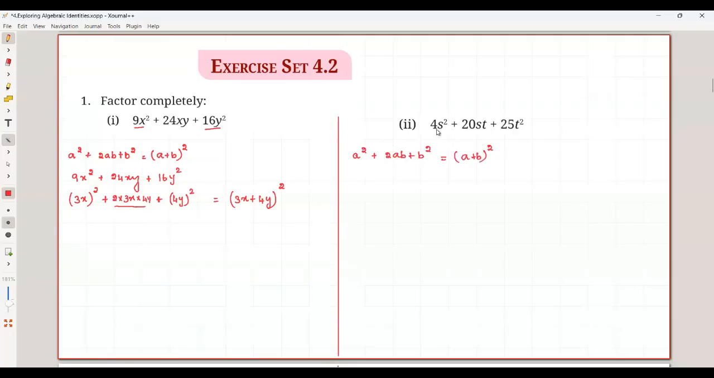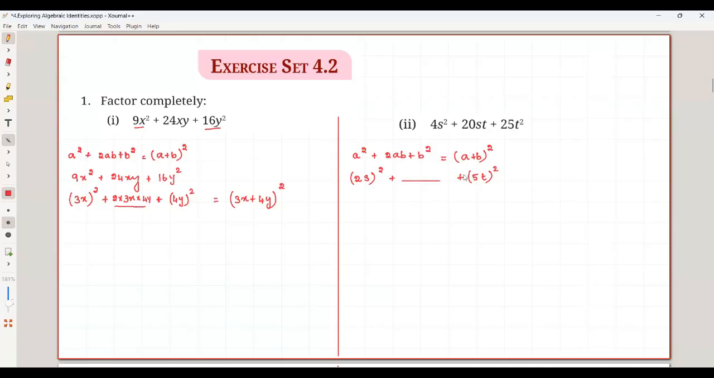Now we have to write it in the form of a. We have to find out what is a. So a can be 2s the whole square plus. So we will find the b value first. Then b can be written as 5t, 5t the whole square. This is the a value, this is the b value. The formula answer is going to be 2s plus 5t the whole square.